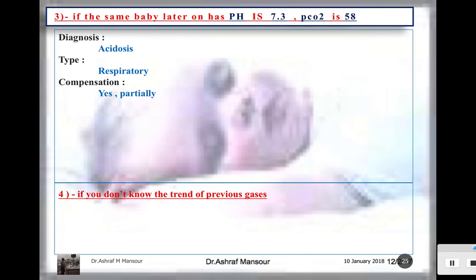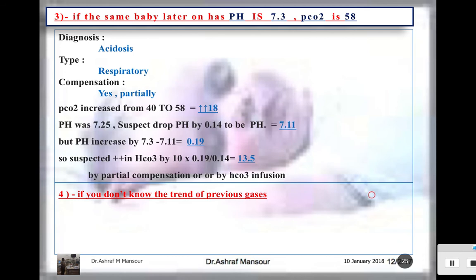How do we consider it partial or not? Let us calculate. The PCO2 increased from 40 to 58, so increased by 18, and this 18 we assume will affect the pH, dropping it from 7.25 to 7.11 by the calculation. For every 10 it will affect by 0.08. But here the pH increased by 0.19.